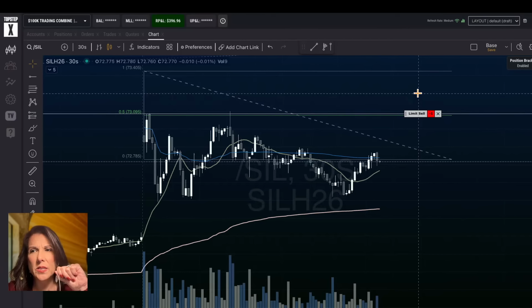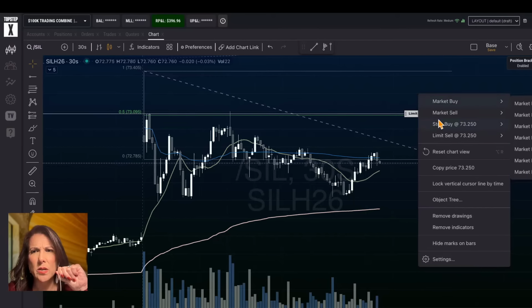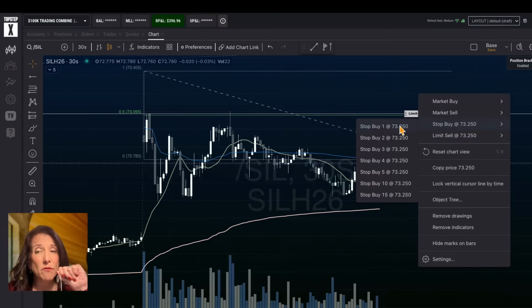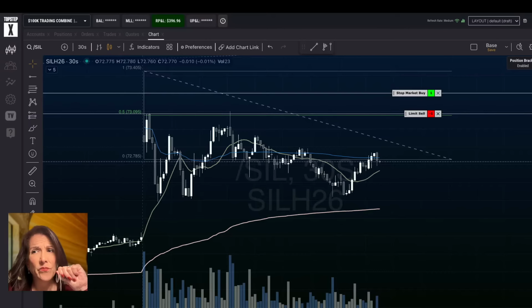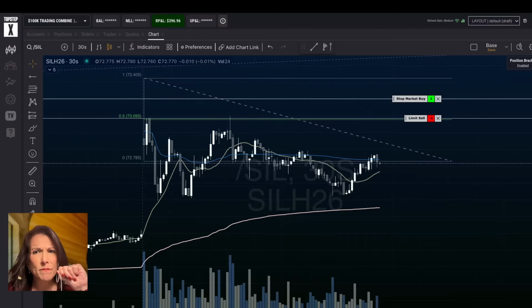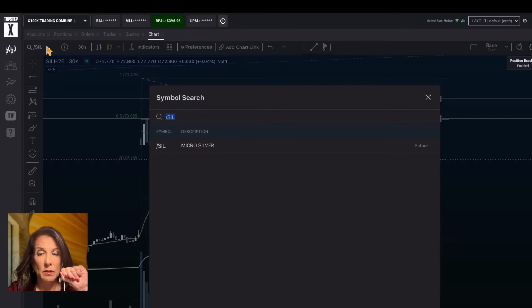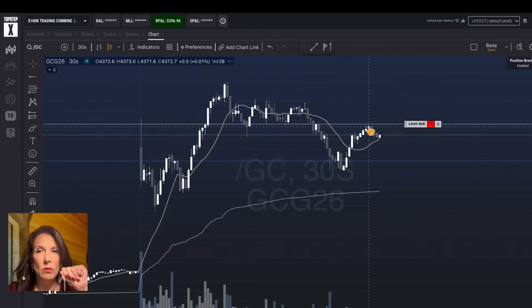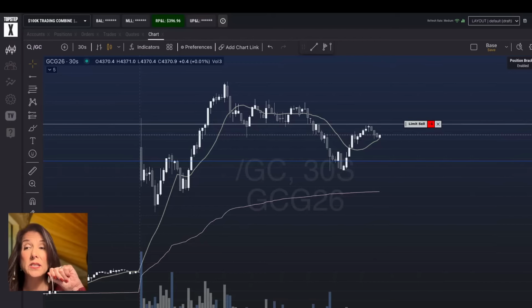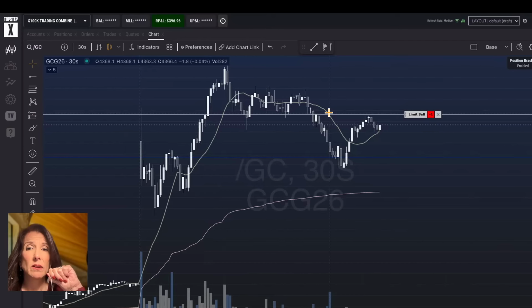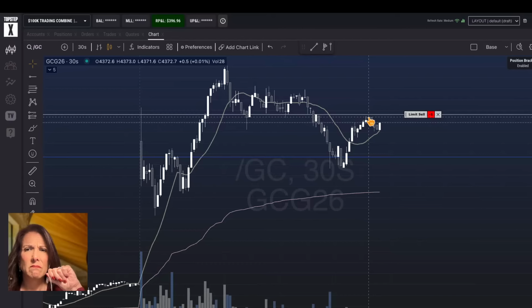I'm going to make my stop 73.25, right? That's what I'm going to do. That's where that stop would be. All right. So, oh, look at this. This is like the second time. Right there.